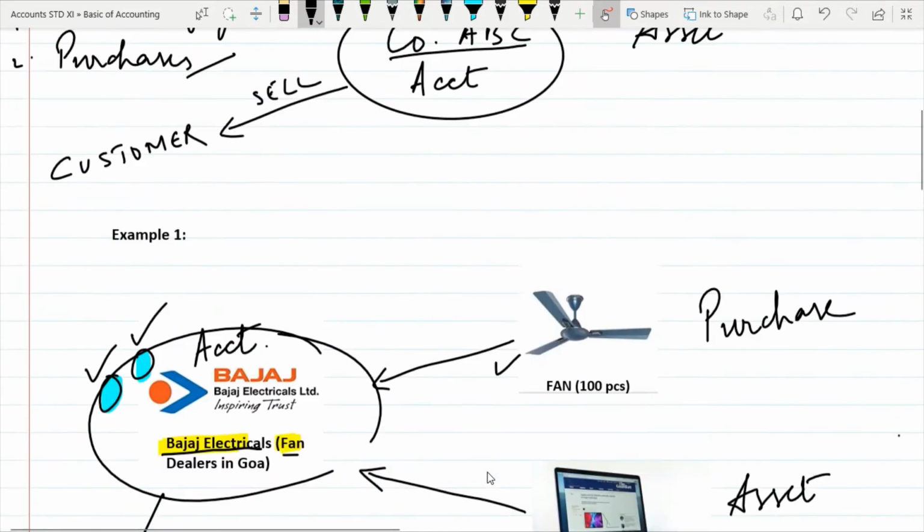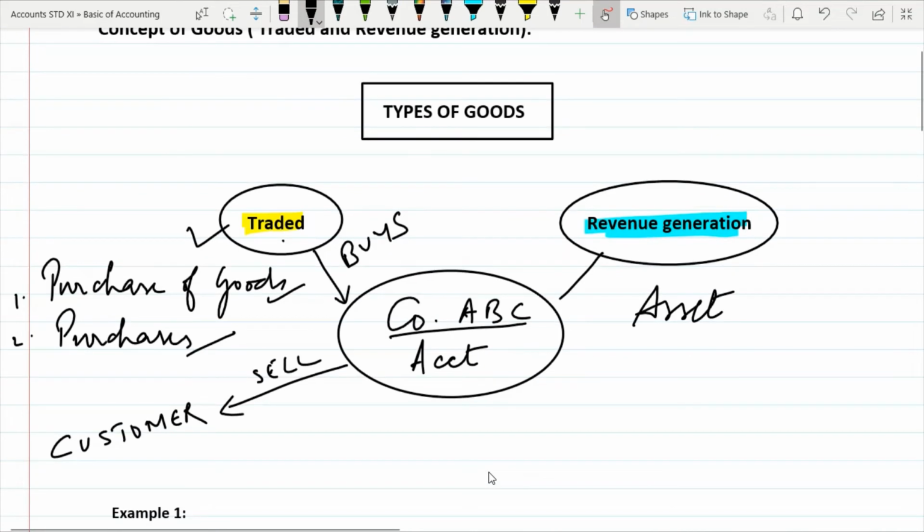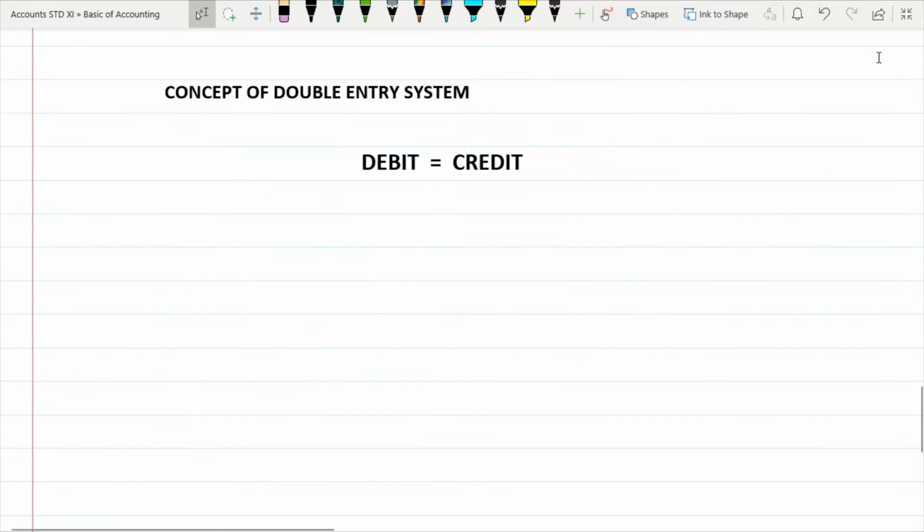So now I hope you have understood what are traded goods and what are revenue generating goods. Traded goods can either be called purchase of goods or purchases, and revenue generating goods, when they are bought, are called assets. So let us come to the concept of double entry system. Now in double entry system we have two very important concepts. One is debit and the other is credit. And the most important thing is that debit is equal to credit.